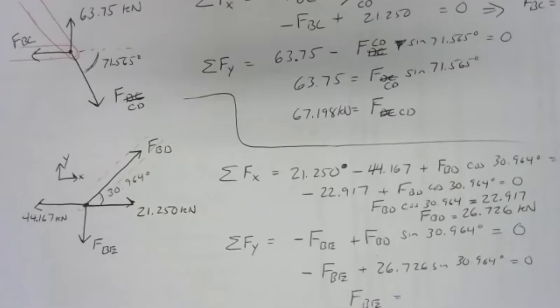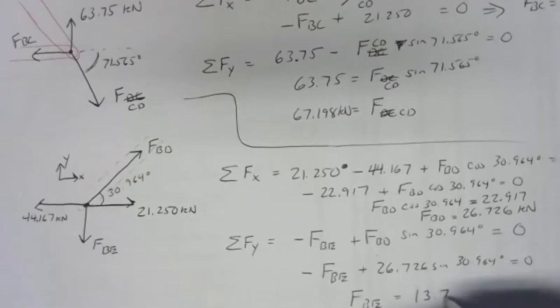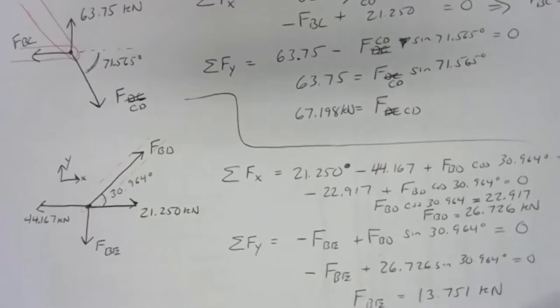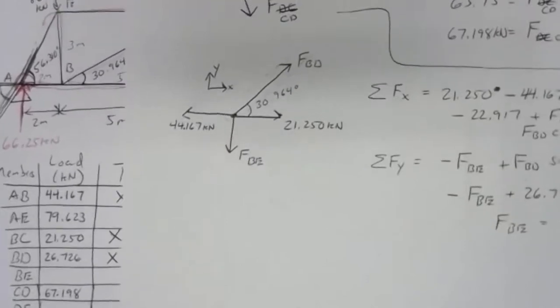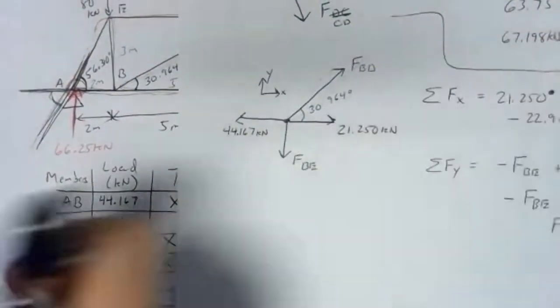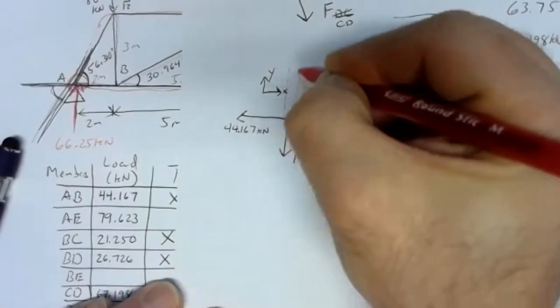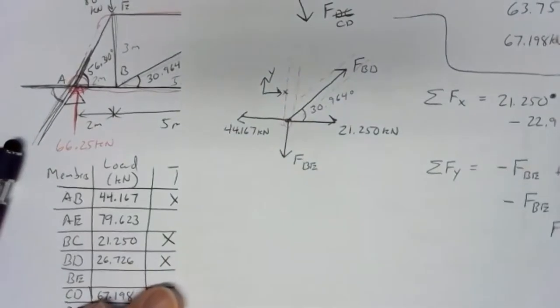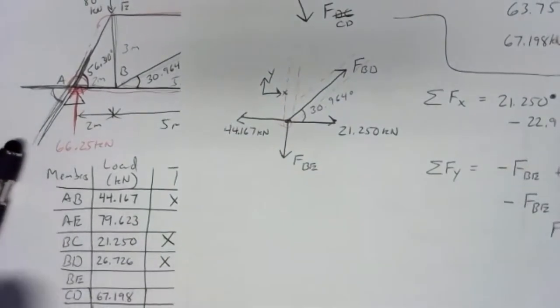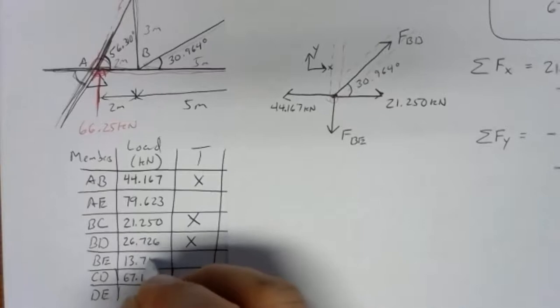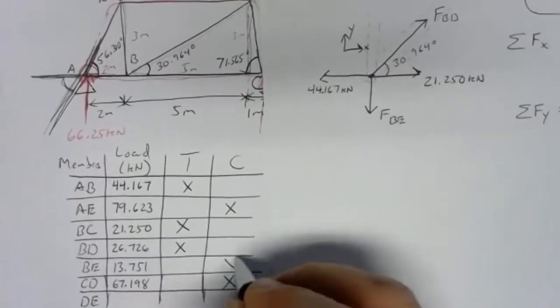So that's 13.751 kilonewtons. So that came out positive. So we know it's got the right direction in our free body diagram, and member BE is above joint B. So member BE is up here, like that, pushing joint B away. That's compression. So member BE carries 13.751 kilonewtons in compression.